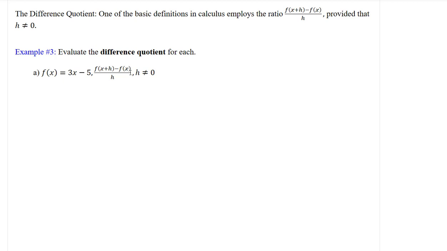In this example, we'll be going over evaluating the difference quotient using two examples, one using a linear function and one using a quadratic function. We'll start with the linear function f of x equals 3x minus 5. So to evaluate the difference quotient, we'll start with its definition.